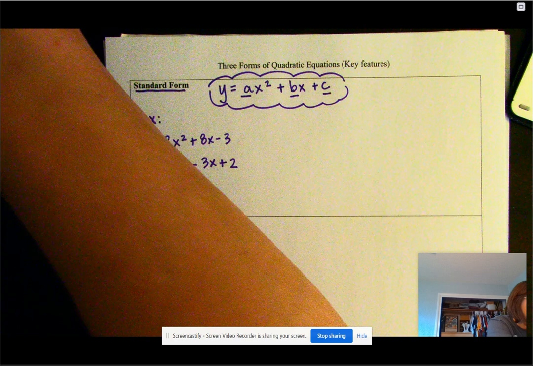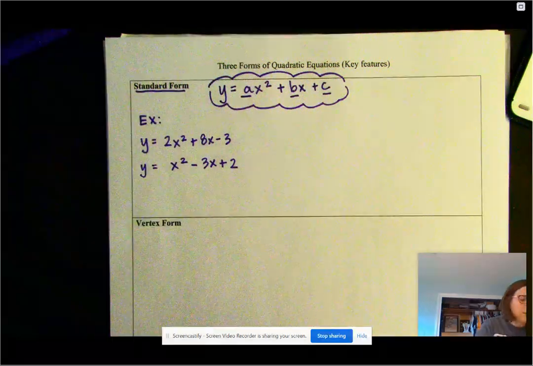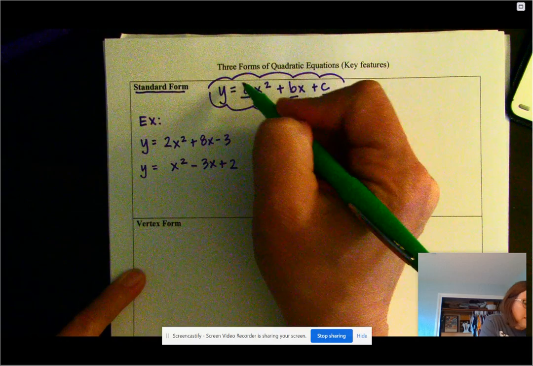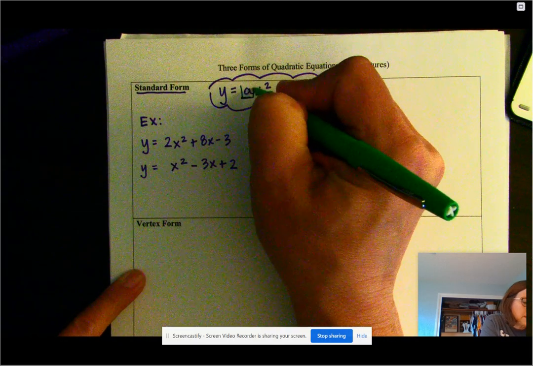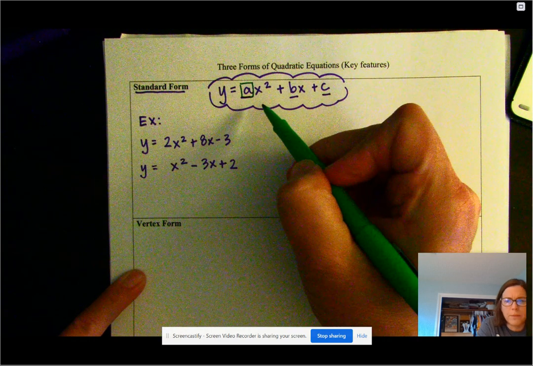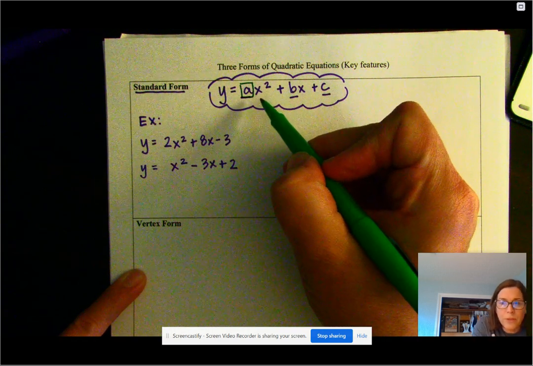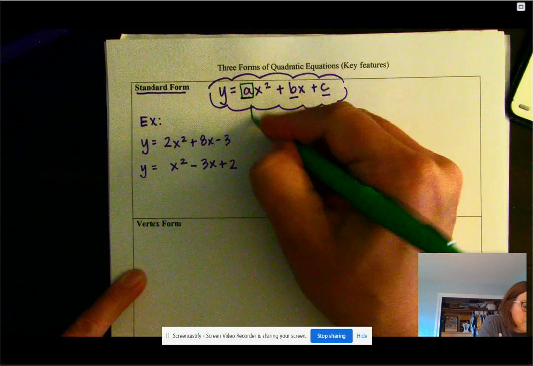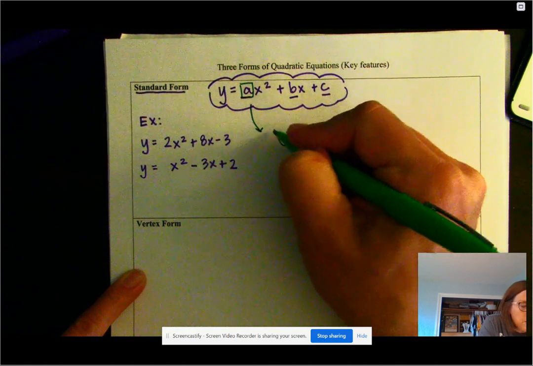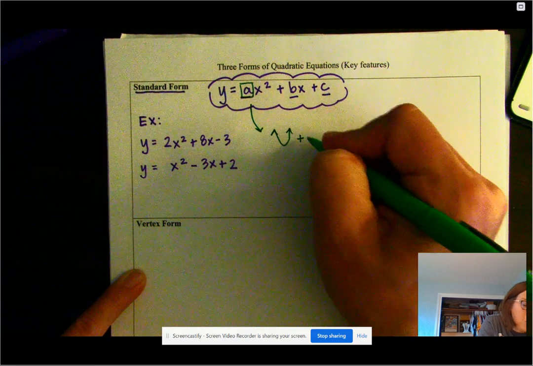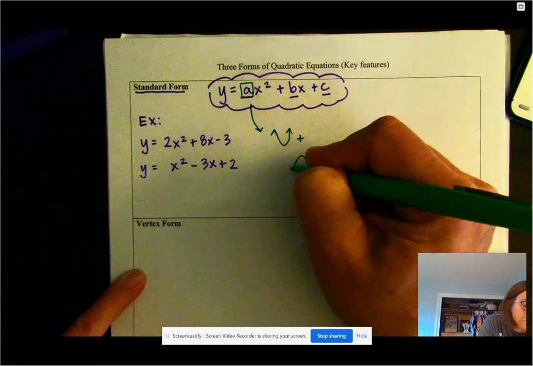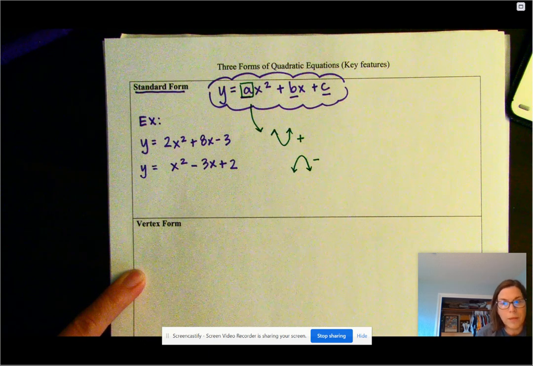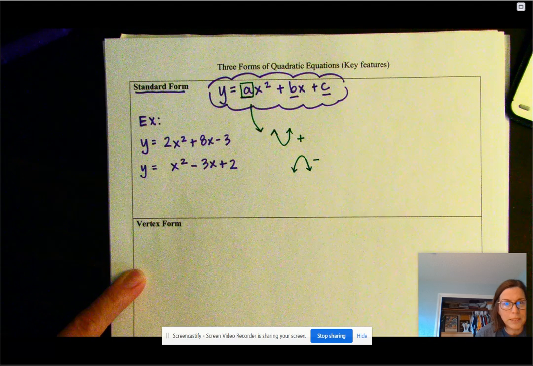Something that you'll first notice in standard form is the a value out front. As we start studying all the forms, we're going to notice a number out front is often called the a value, and it can quickly tell you if the parabola opens up, if that a value is positive, or down. And we're also going to start discovering that it has something to do with the width of the parabola, how wide or narrow that parabola is.